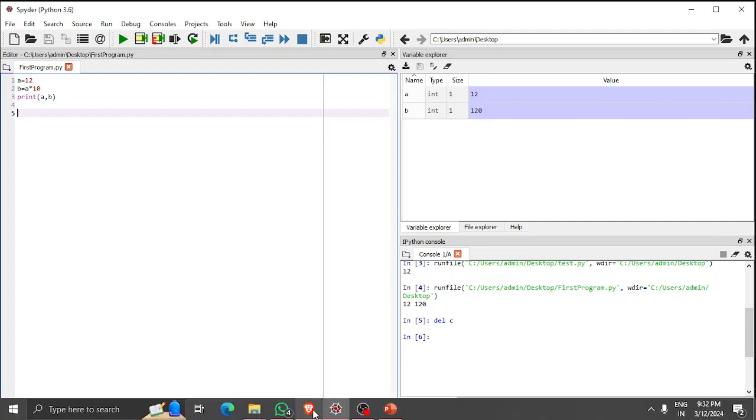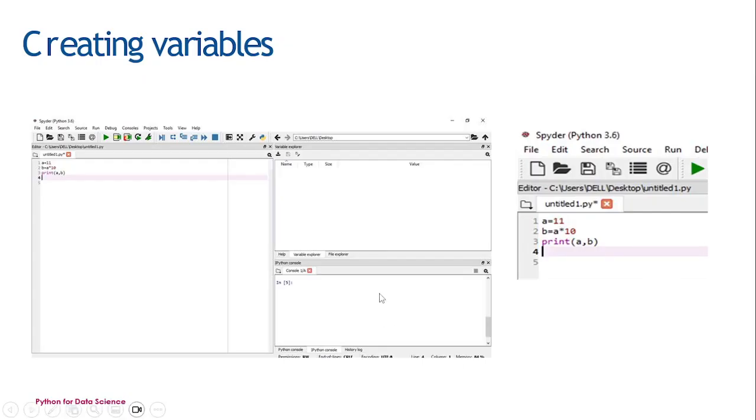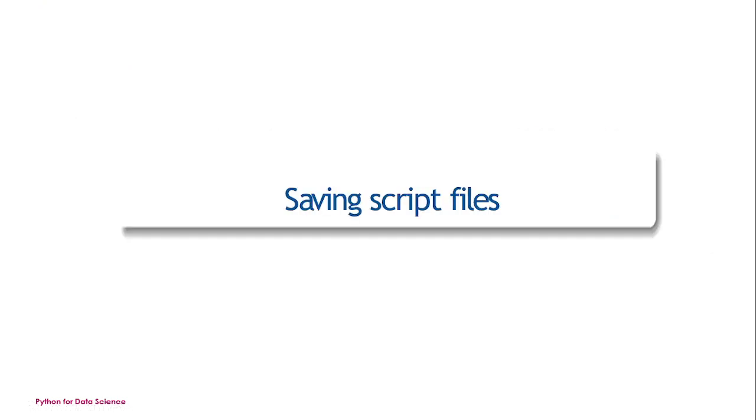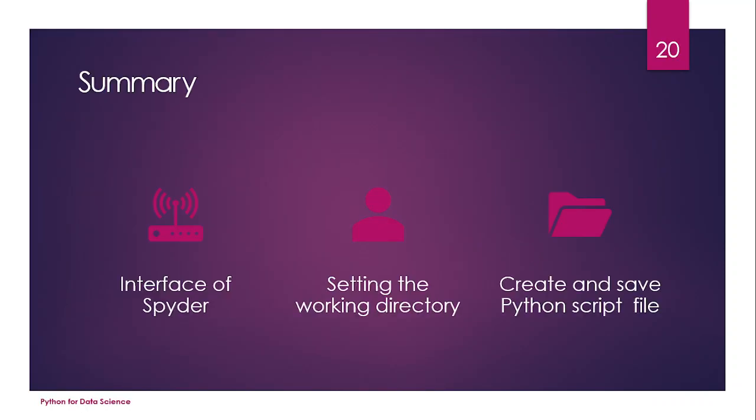Now we will see what the next contents are. We are done with creating variables and getting the output, and with saving the script file, which I have already shown you. So finally, the summary of this lecture is that interfacing of Spyder is done, setting the working directory is done, which I explained in a very easy way, and creating and saving a Python script file is also done. These are some of the things that come in the introduction to Spyder.